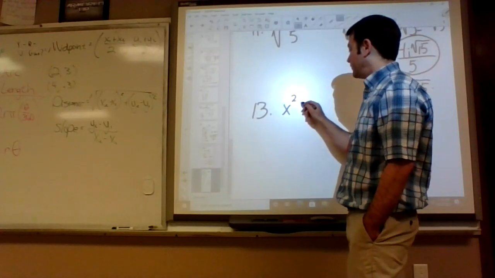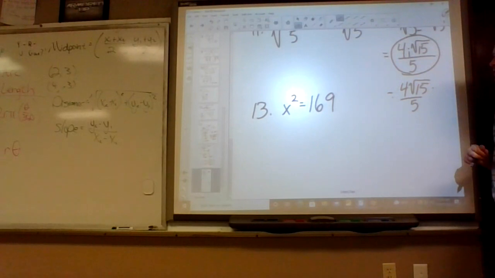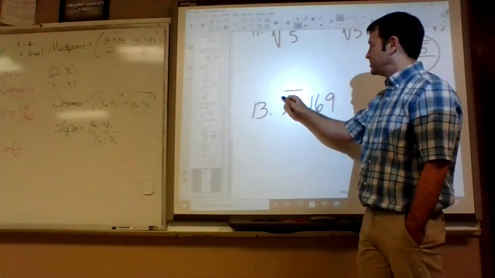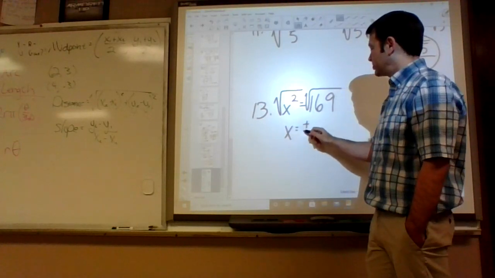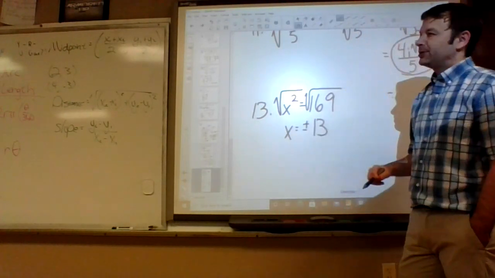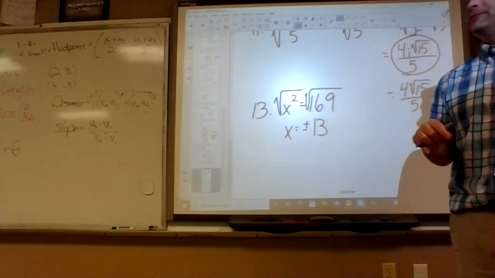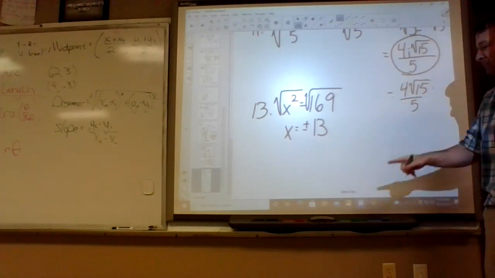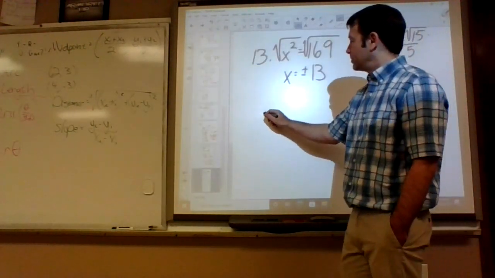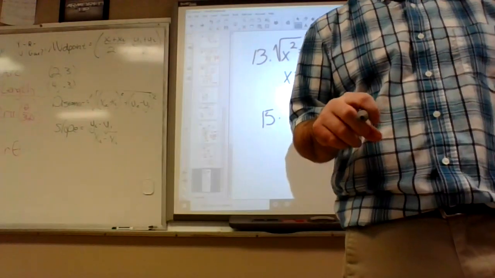Alright, 13 says x squared equals 169. So how do I solve that for x? Square root. Does anybody know what square root of 169 is? 13. So it's x equals plus or minus 13. The square root of 196 is 14. So that's kind of confusing because they look similar. Easy peasy, right? It took like 3 seconds.